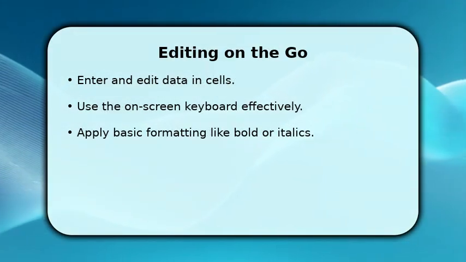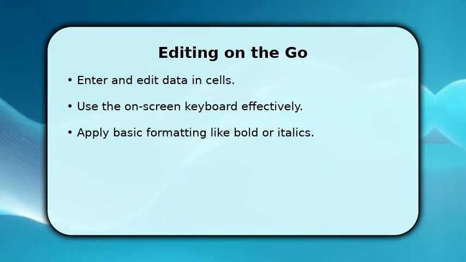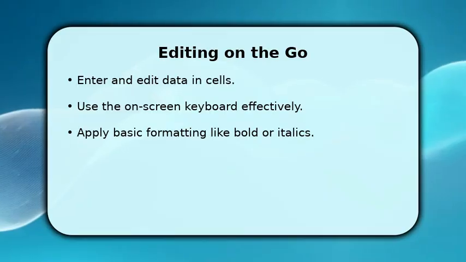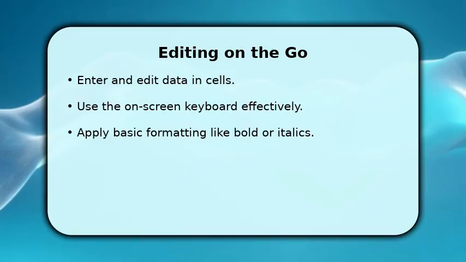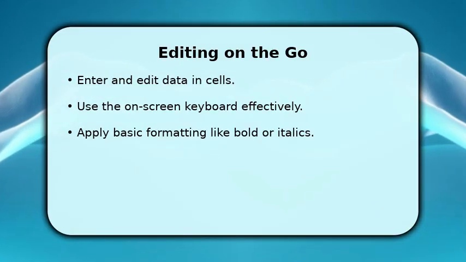Editing data on your mobile device is straightforward. Double-tap a cell to activate the keyboard and begin typing. You can easily modify existing text or input new numbers. The app also lets you apply basic formatting, such as making text bold or italic, directly from the toolbar. This ensures your data looks professional and is easy to read, even when you are away from your desk.